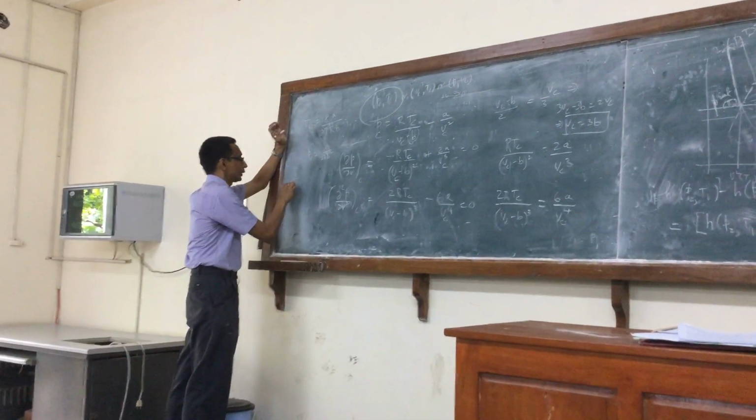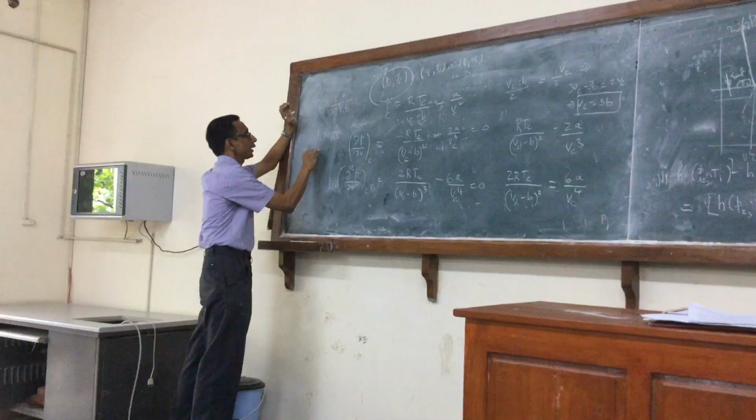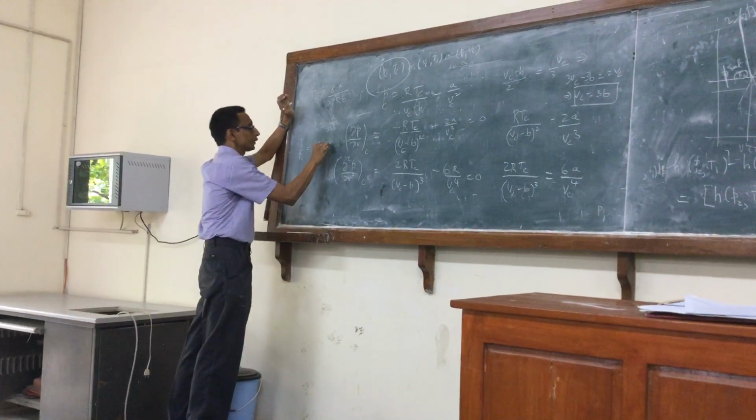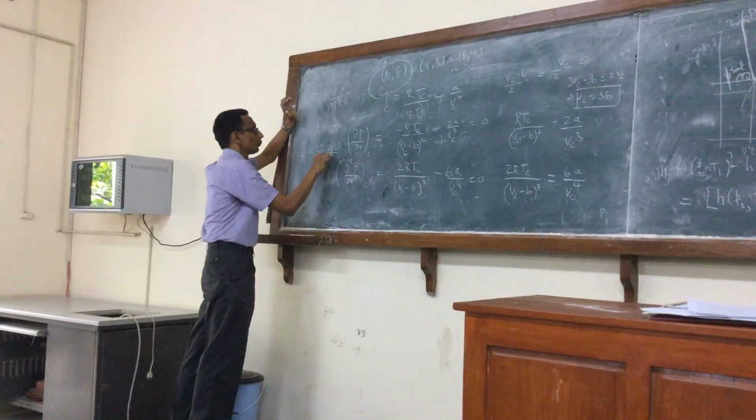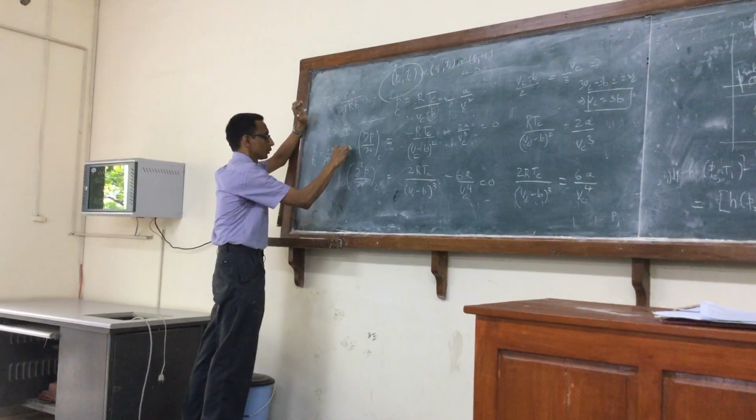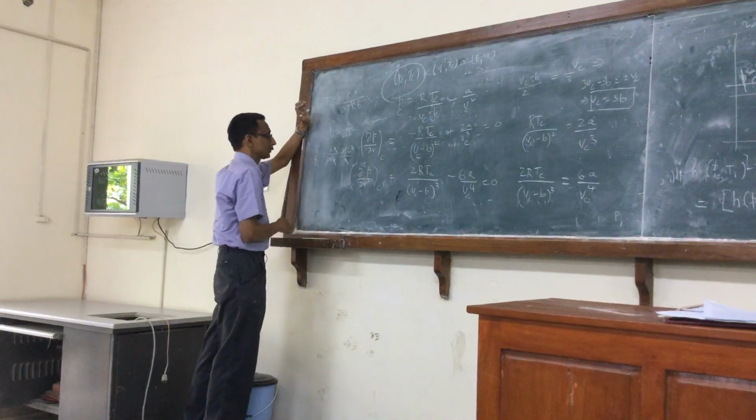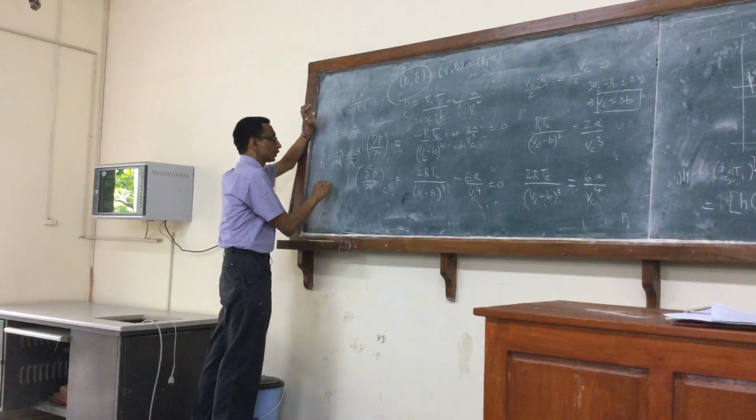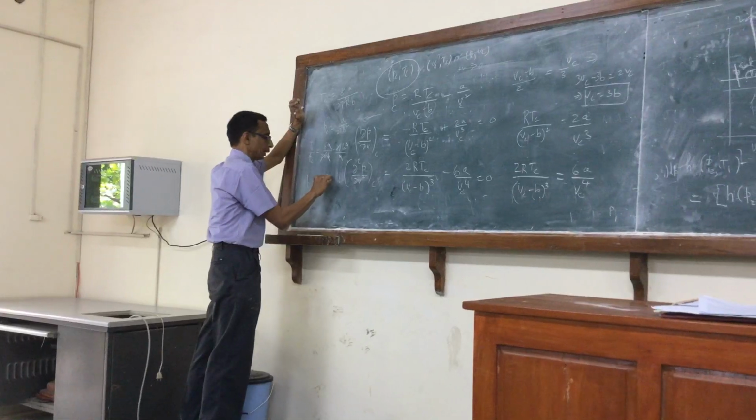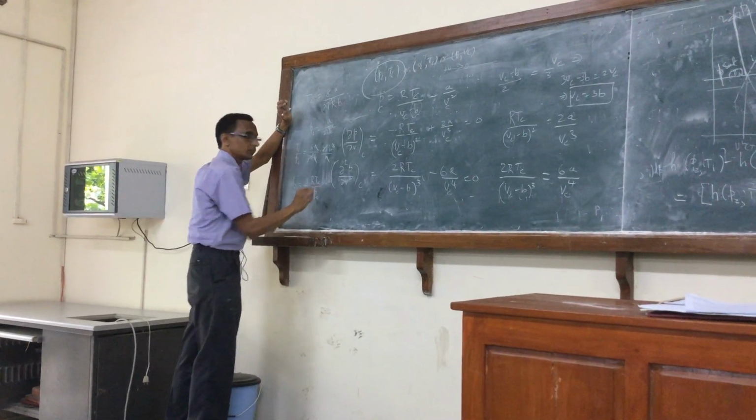PC by TC is equal to A by 27 RB times 27B square by A. 27 will get cancelled. A is also getting cancelled. So we get B is equal to 1 over 8, RTC by PC.